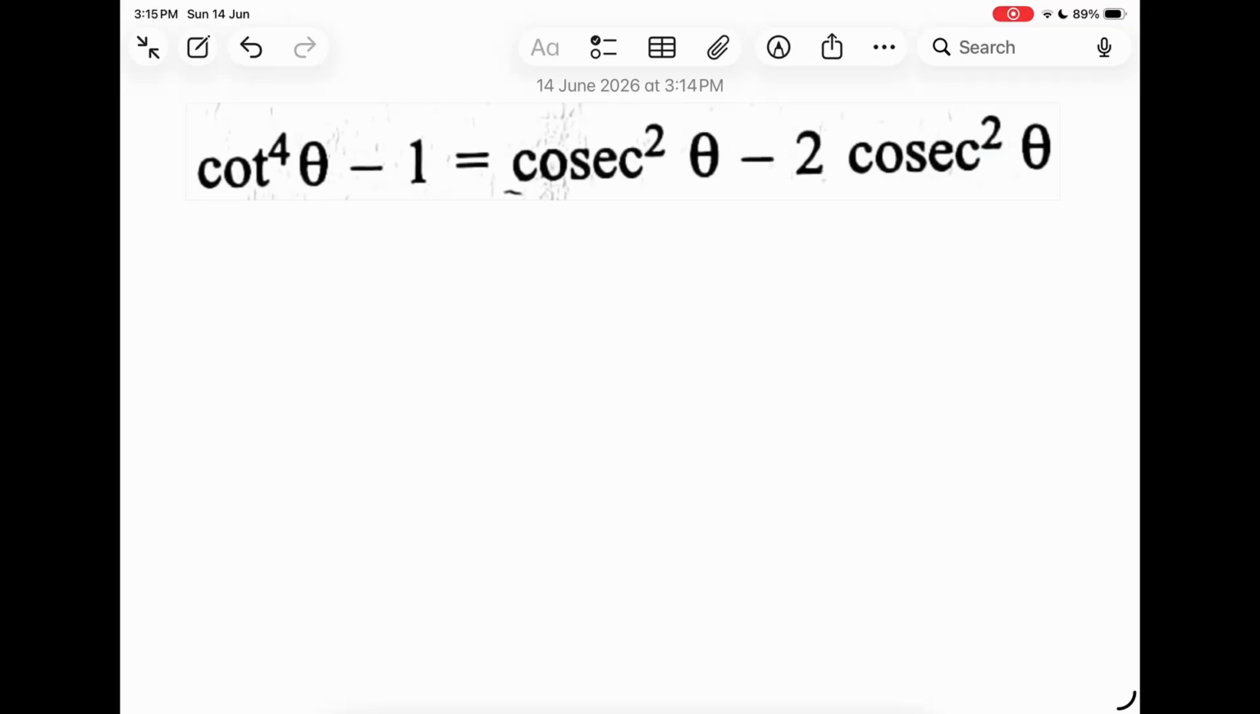Today we are going to solve one of the most important trigonometric questions which are most frequently asked in CBSE board examinations. And most of the students are stuck in these type of questions, the to prove questions. So this is our first question.